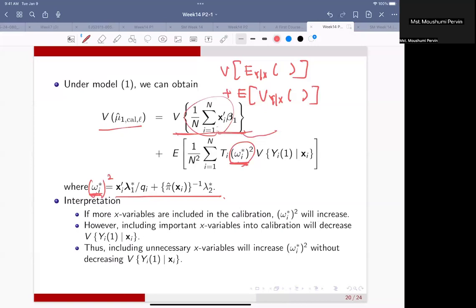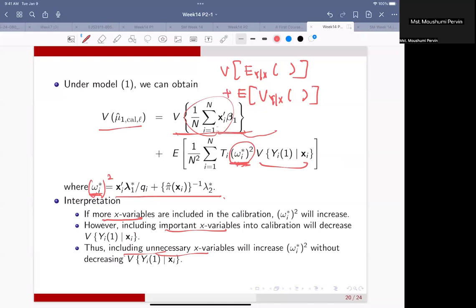But if you include some important x variable, then this will decrease because it's a model error, right? So you could consider different models. Including x variable will increase weight, including important x will decrease the variance, including unimportant x will increase omega star, but without decreasing variance.